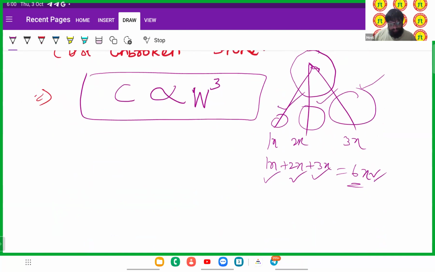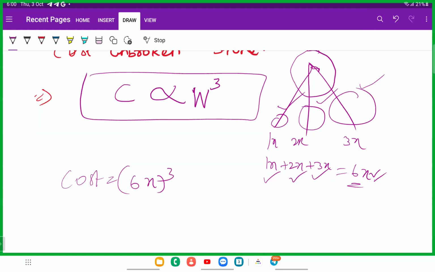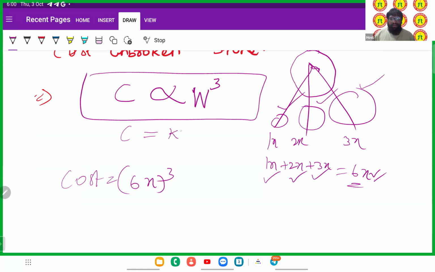Then cost will be equal to K times (6x) whole cube. Am I doing anything wrong here? No, sir, that's correct. Why? Because cost is proportional to weight cube, so C is equal to K. Whenever you want to remove the proportionality, you take a proportionality constant K and write it this way. How many of you are aware of this?